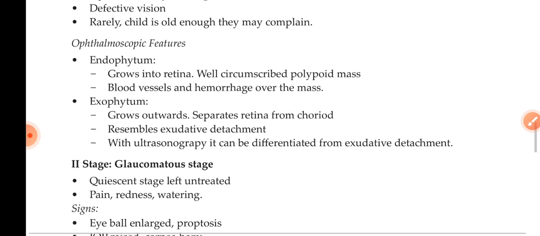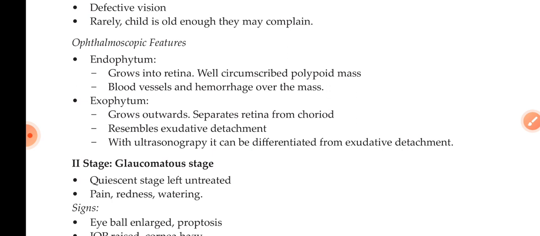Ophthalmoscopic features: endophytic growth, growth inside the retina. It is a well circumscribed polypoidal mass, with blood vessels and hemorrhage over the mass. Growth can be of two types, endophytic and exophytic. Exophytic means something growing outside; it grows outwards and separates the retina from the choroid. It resembles exudative detachment. You already know the three types of retinal detachment. With ultrasonography it can be differentiated from exudative detachment.